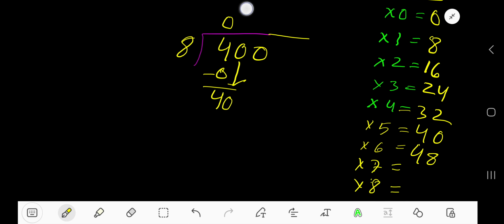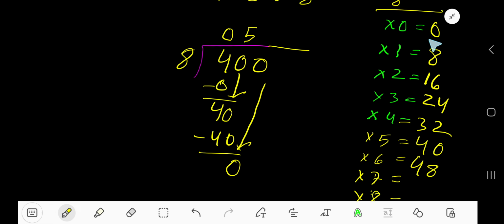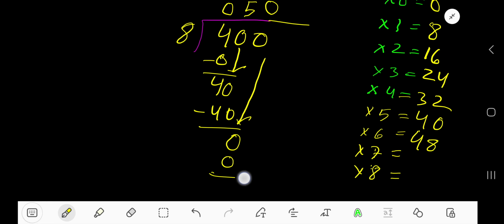5. 5 times 8 is 40. Subtract, you are getting 0. Bring down this 0. 8 goes into this 0 how many times? 8 goes into 0 0 times, right? 0. Then 0 times 8 is 0. If you subtract, then you are getting 0.